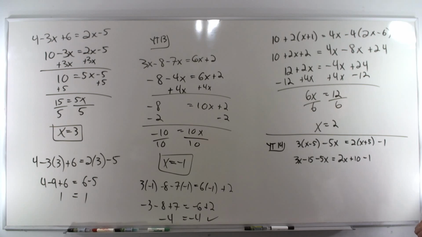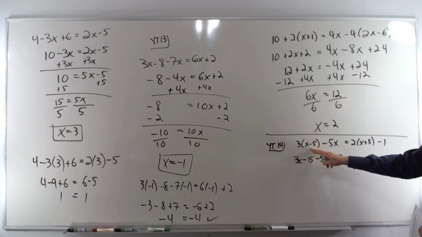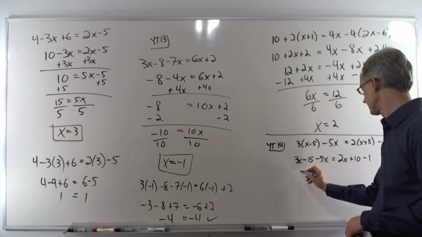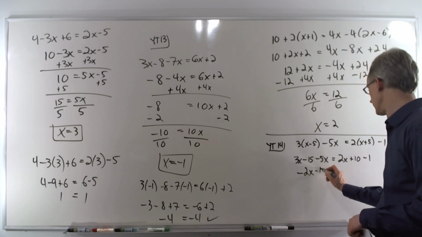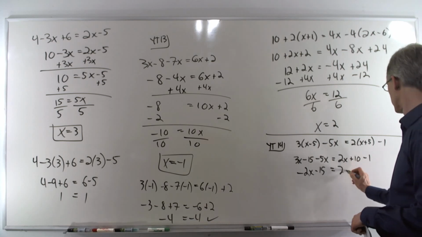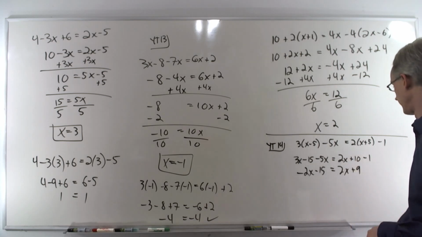So we'll start by distributing. 3 into x minus 5, that gives us 3x minus 15. And 2 into x plus 5 gives us 2x plus 10. Now we can combine like terms. 3x minus 5x is negative 2x. And then over here we'll combine the numbers. So we get 2x plus 9.